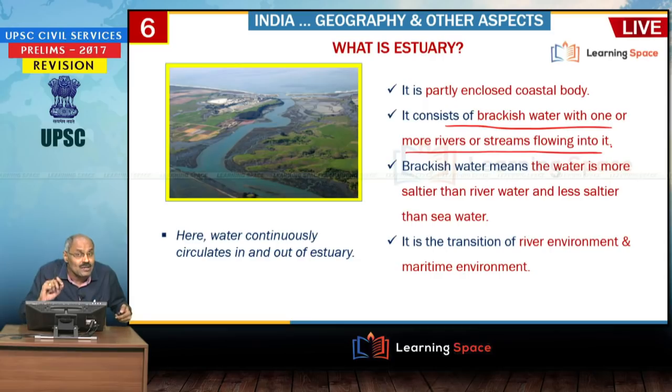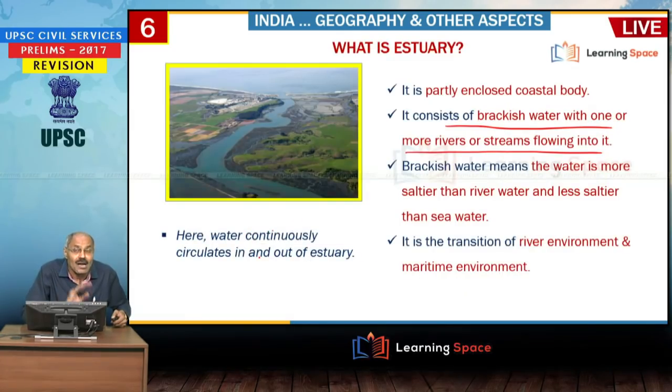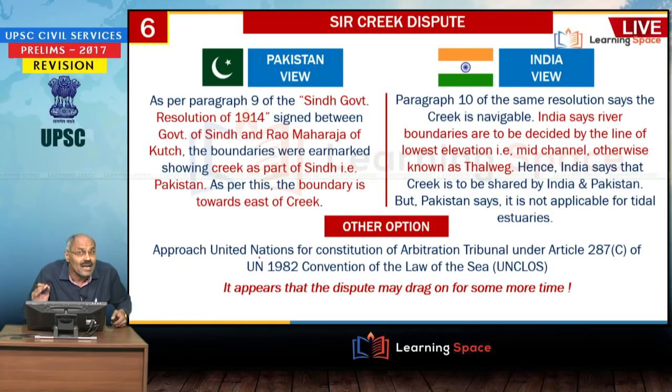And this Sir Creek dispute I am talking about is an example of an estuary. It is a fluctuating tidal channel, and it is rich not only in fishing resources, but also oil, gas, minerals and plant life. And this is one part of the story, and the other part of the story is why the dispute arose. Because of interpretation. Sindh government resolution of 1914 signed between government of Sindh and Rao Maharaja of Kutch, the boundaries were earmarked showing the creek as part of Sindh, that is Pakistan.